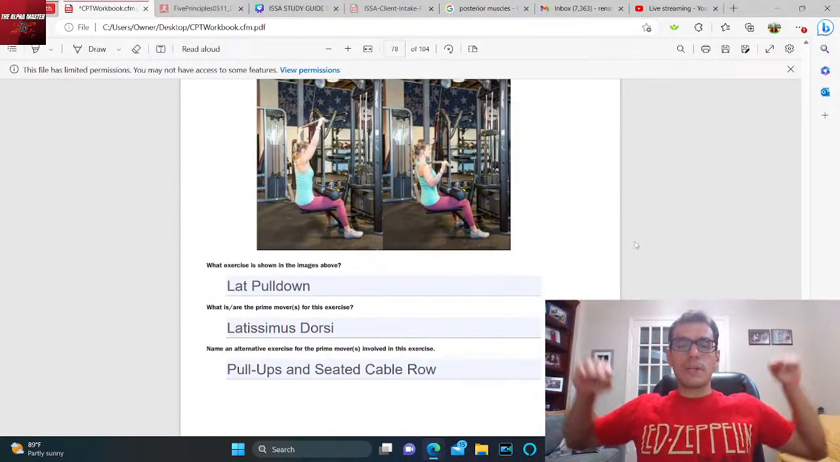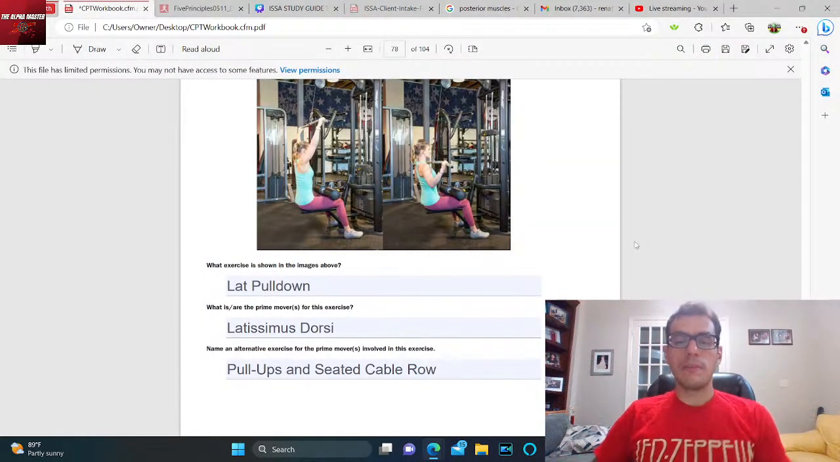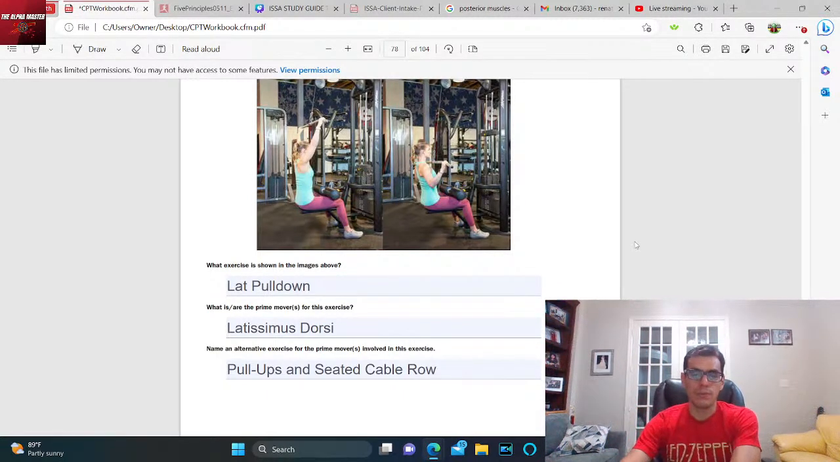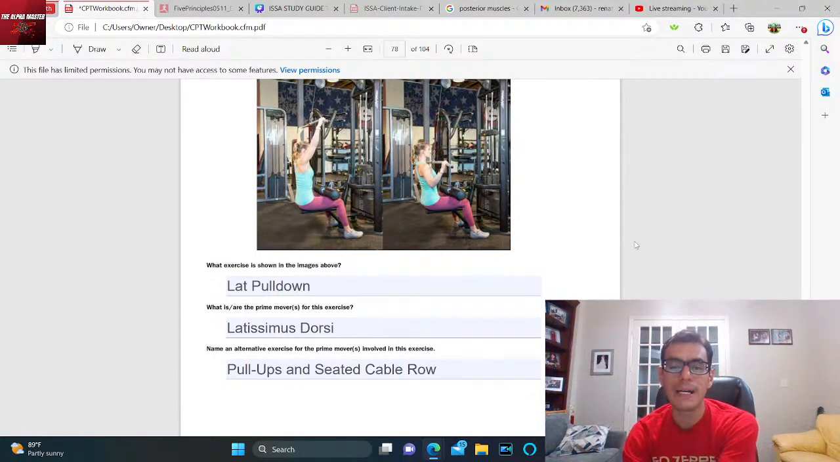So the lateral pull down, the prime mover of the lateral pull down is going to be the latissimus dorsi. An alternative exercise for the prime movers involved in this exercise is going to be the pull ups and the seated cable row. It's going to be horizontal.